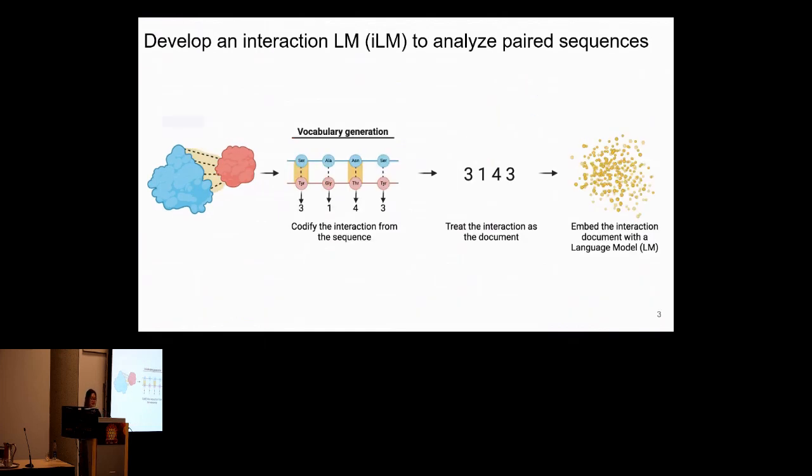So we developed an interaction language model to analyze these paired sequences. Let's say we have a protein-protein interaction between the blue and the red protein sequences here. The first step that we need to do is generate a vocabulary of the interactions by codifying the sequences into some numerical representation. When we were considering these different representations, a simplistic solution could just be using some random encoding, but we wanted to do something a little more biochemically relevant, so we used a polarity or hydrophobicity-based score to get biochemically derived scores.